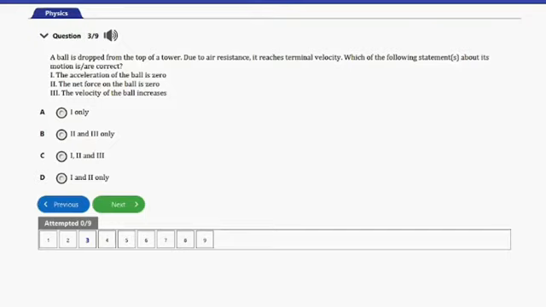We have I, the acceleration of the ball is 0. II, the net force on the ball is 0. III, the velocity of the ball increases. So guys, option A is I only, option B is I and II only, option C is I and III only, option D is II and III only. So guys, the answer to this question is option D, II and III only. So let's go ahead and consider the next question, guys.